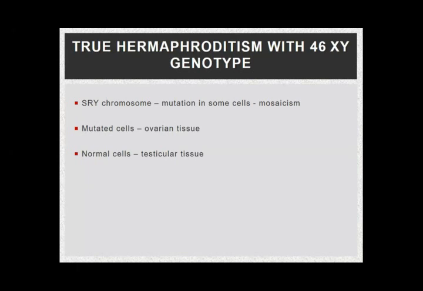When the genetic makeup is 46XY, फिर क्या होता है? इसमें the SRY chromosome जो है ना, that undergoes mutation. In some cells, mutation occurs. As a result, mosaicism develop हो जाता है. इसमें जो normal cells होती हैं, since the makeup is XY, the normal cells develop into testicular tissues, and the mutated cells, cells that have undergone mutation, they develop into ovarian tissue. So it is both ways.